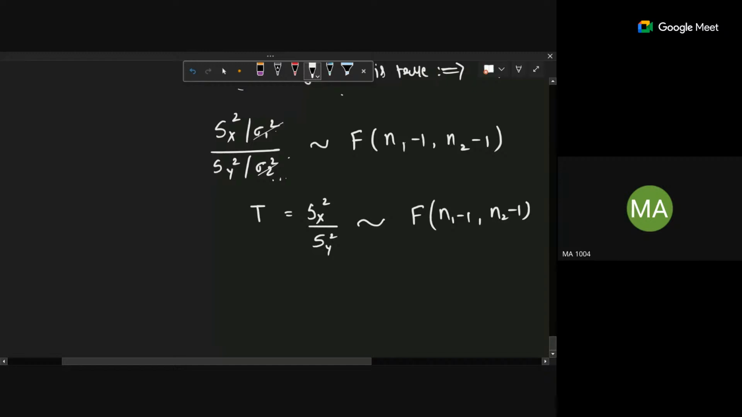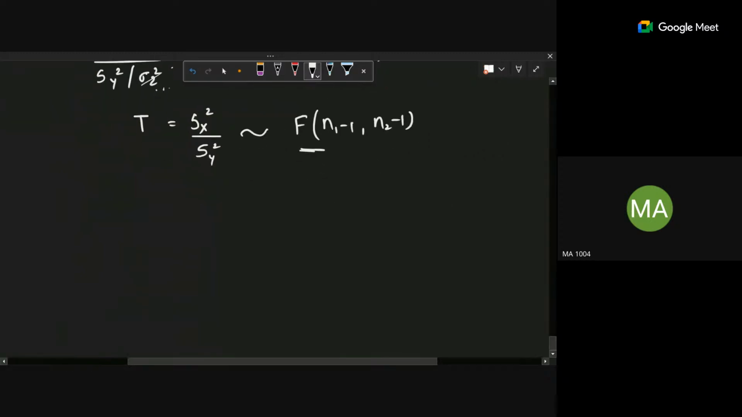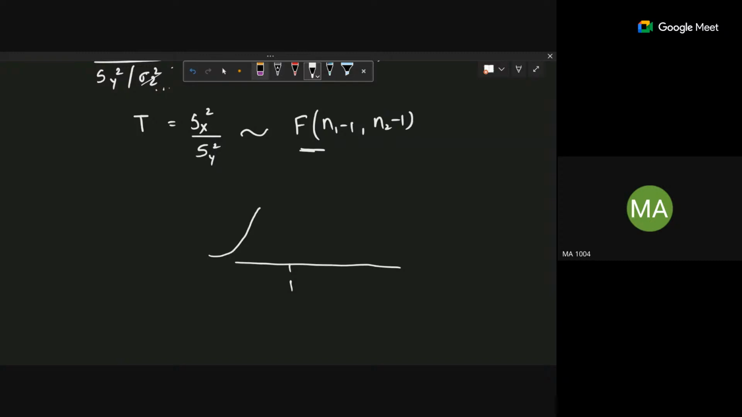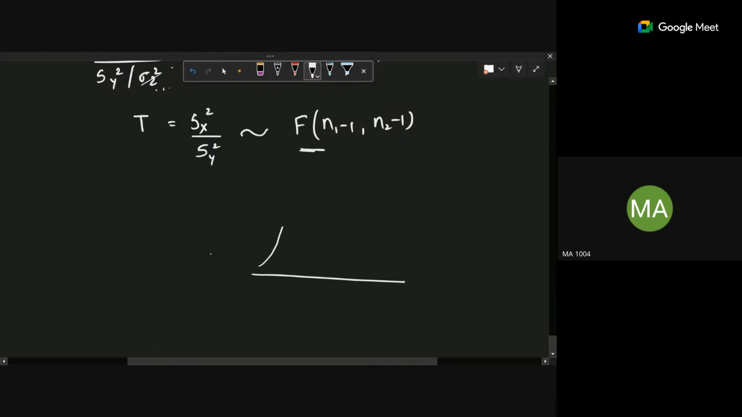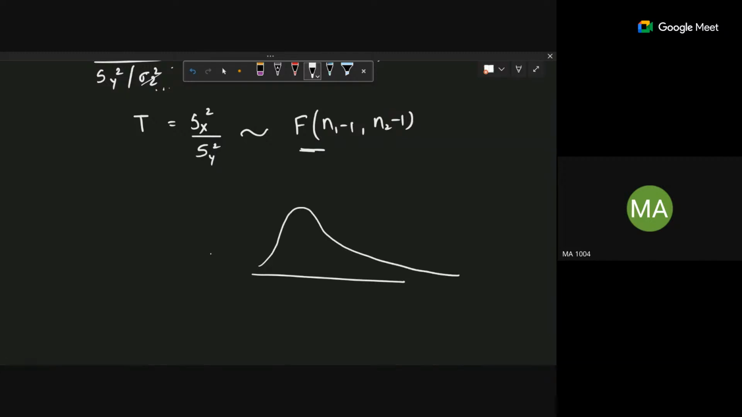So this is going to follow an F distribution. Remember one thing, F distribution is not symmetric, right? I just told you initially. F distribution always looks like this. Somewhere here we have 1, and the distribution is like this. This kind of distribution we have for the F distribution. Somewhere here or here we have one.